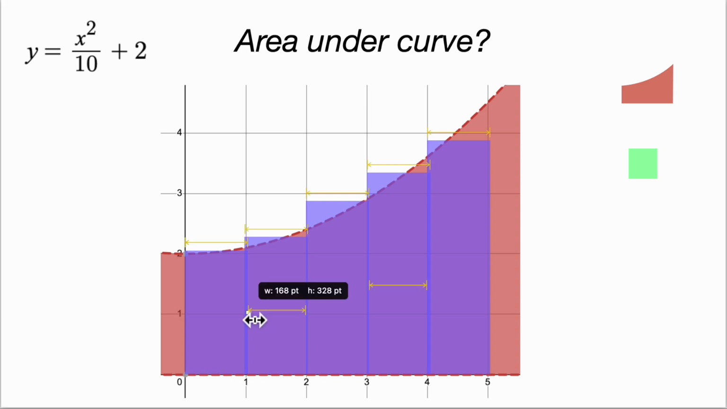But if I take this and I break this up into 5 different rectangles, and why 5? Just because I chose it. I can break this up into 50. I can break it up into 2. It doesn't make a difference. The question will always tell you how many intervals to use. So I'm breaking them up from 0 to 1, 1 to 2, 2 to 3, 3 to 4, and 4 to 5. 5 different rectangles.